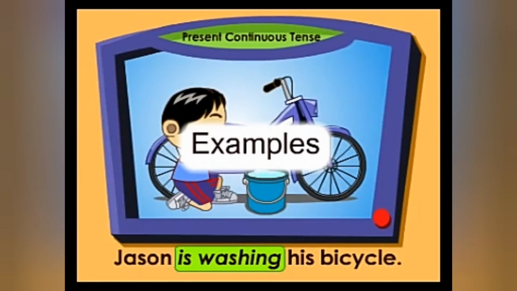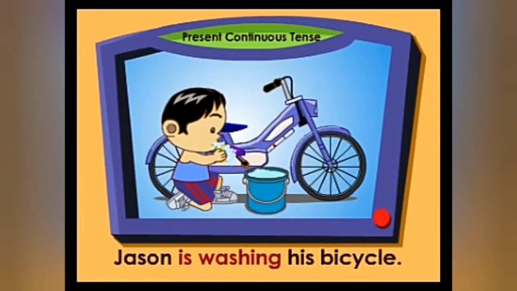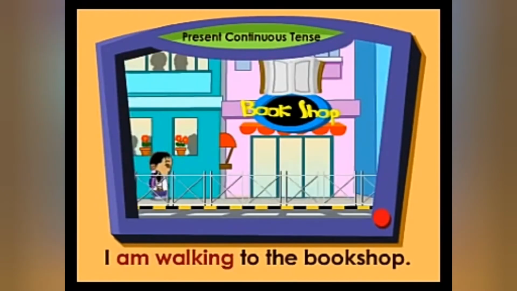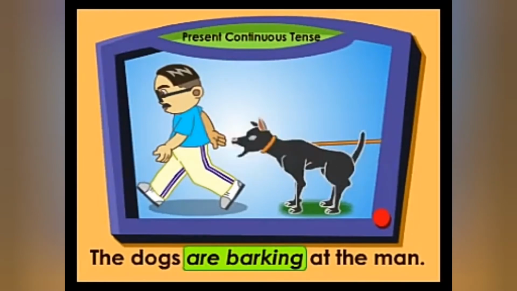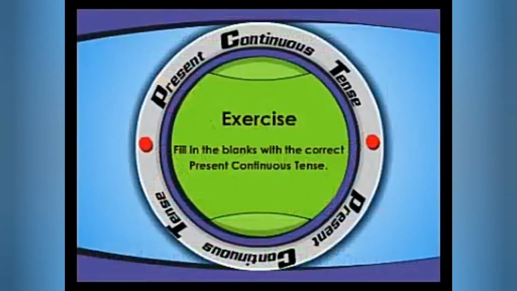For example, we have Jason is washing his bicycle. Here, is washing is an action going on in front of our eyes. Next we have I am walking to the bookshop. Here, am walking is your action. The dogs are barking at the men. Are barking is your action which is happening in front of your eyes.